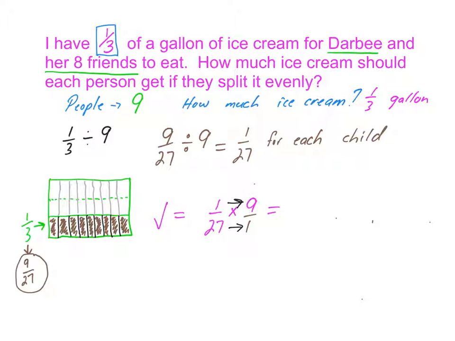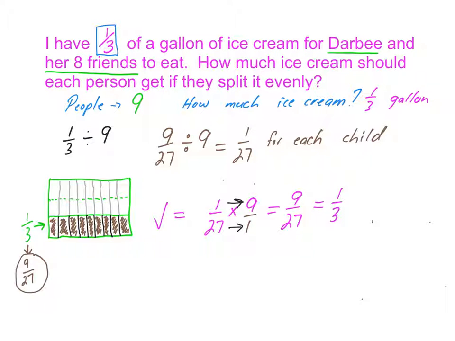You can see here in the pink, we have 1/27 times the 9 people that will be eating it equals, and when you multiply, we can put that 1 underneath the 9, go straight across, and we get 9/27. 9/27 I found to be what we call an equivalent fraction to 1/3. So it looks like our work was successful and we found the right answer.